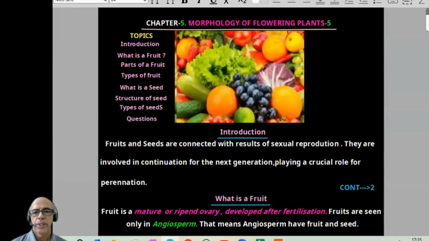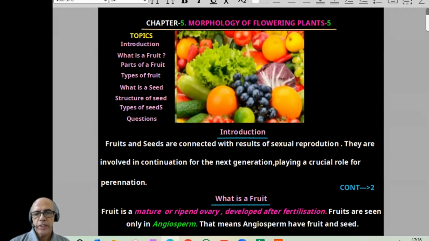Morphology of flowering plants, fifth one. What all things we'll be discussing in this episode? As usual, there will be an introduction. Then the main item will be fruit: what is a fruit, parts of a fruit, types of fruit. Now what is a seed, structure of seed, types of seeds. Then as usual, 5 theory questions and 5 NEET model questions with a key. So we can proceed with the introduction.